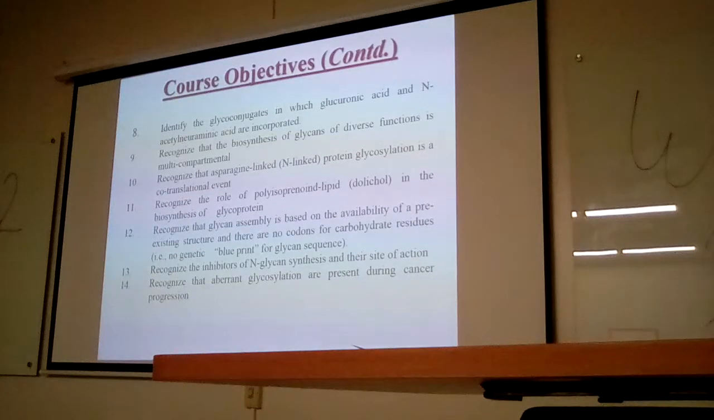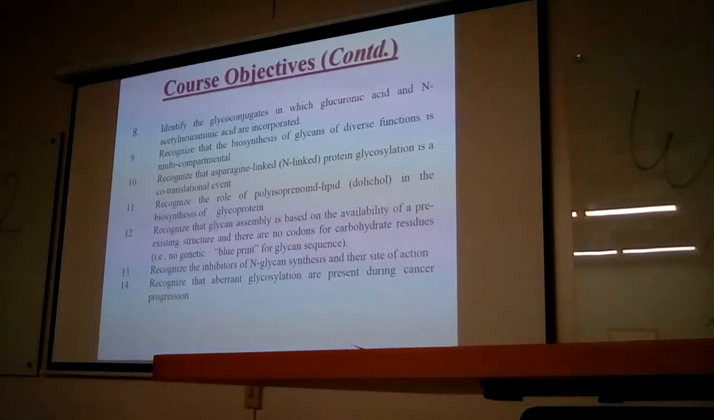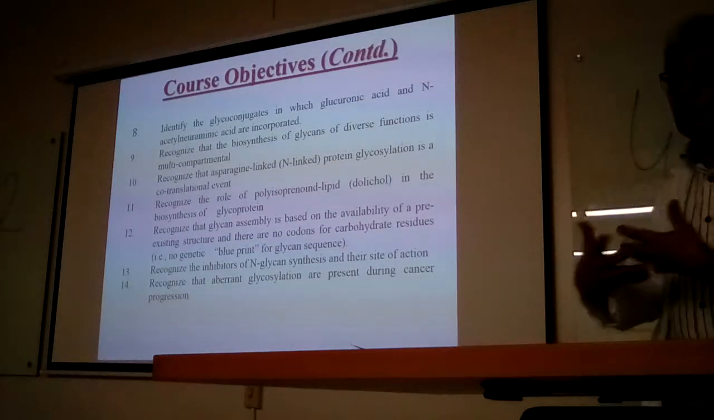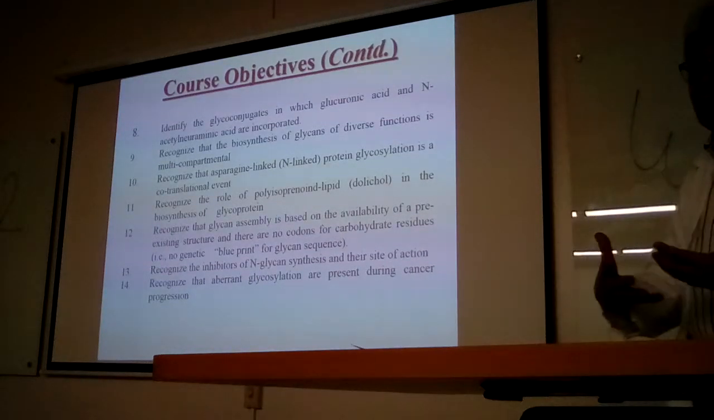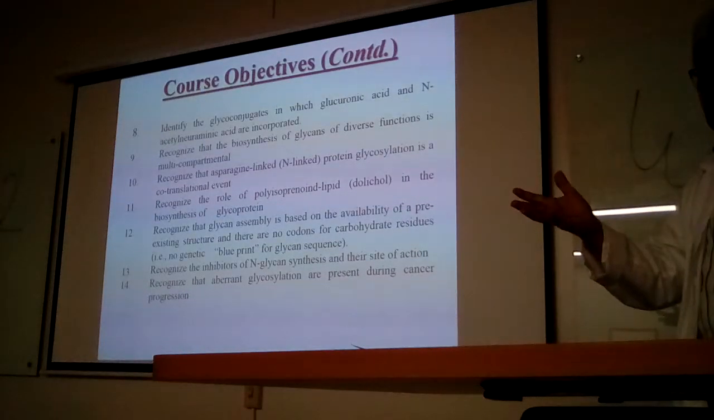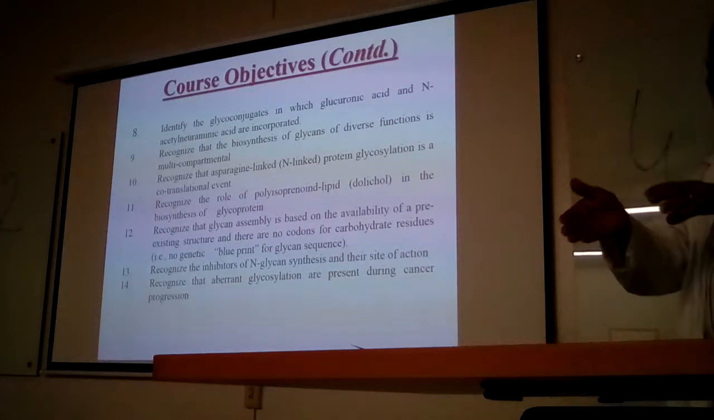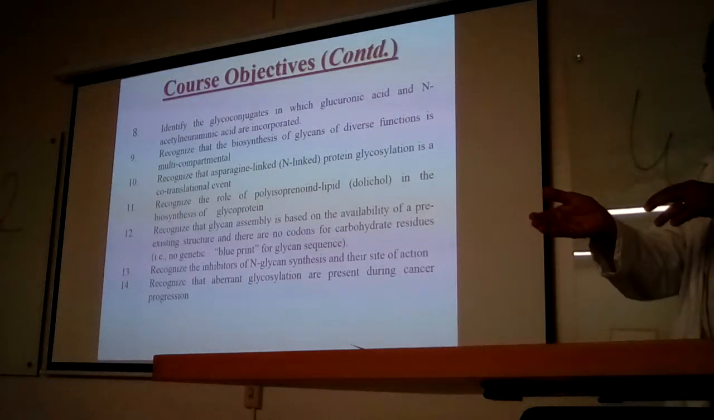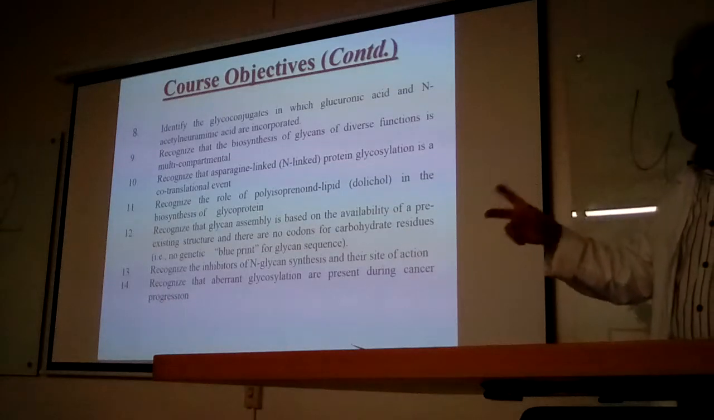So also you identify the glycoconjugates, which include uronic acid and neuraminic acid. Then the biosynthesis of glycans has diverse functions, and you recognize the asparagine-linked glycoproteins as a co-translational event, and how they are built intracellularly, and then they have different roles to play. All the normal proteins can stay inside, but when they're glycosylated, many proteins have to get out, the secretory proteins, because that's their function. Some of them will be components of the membranes, the recognition markers we're talking about.